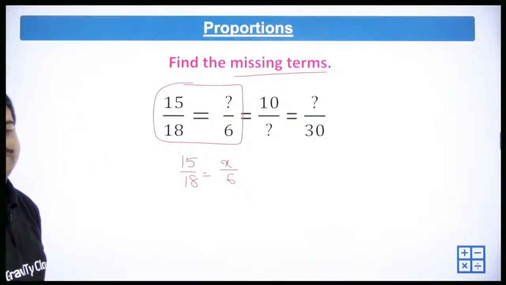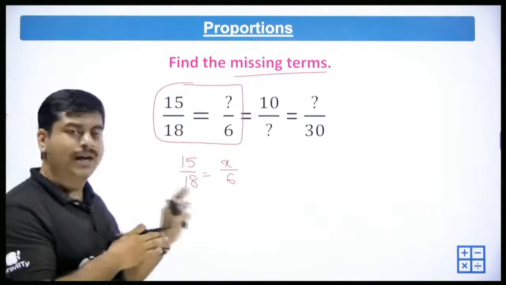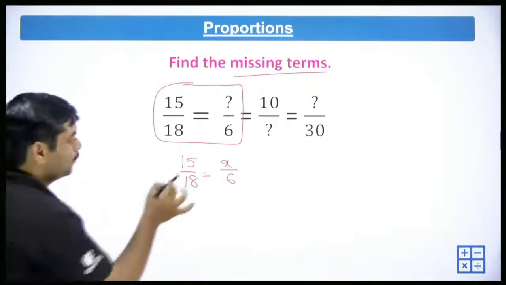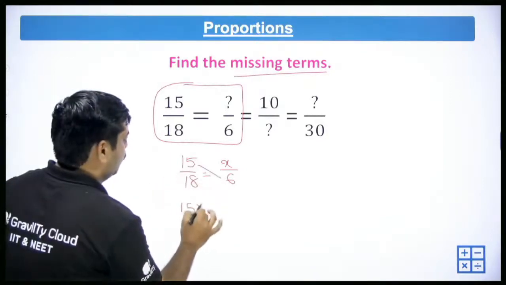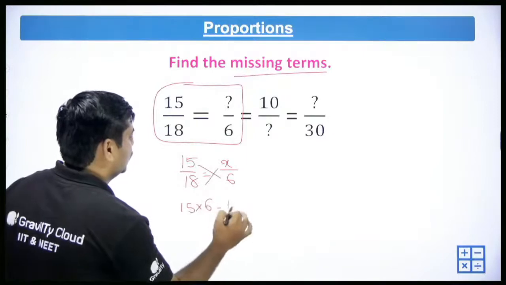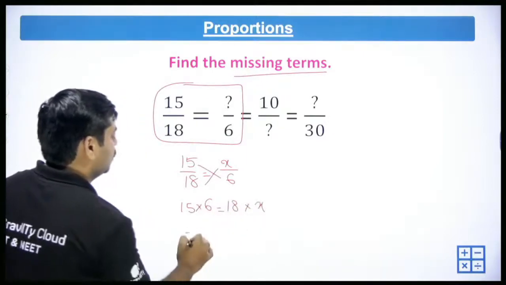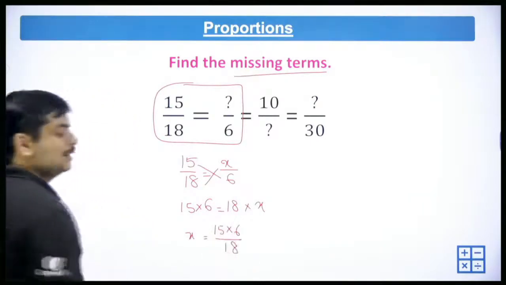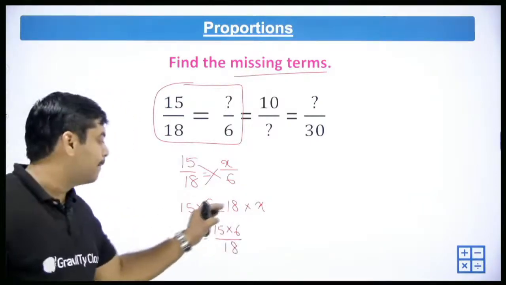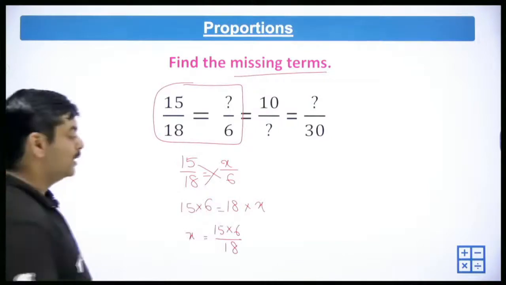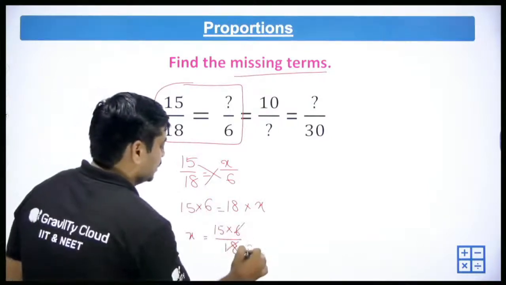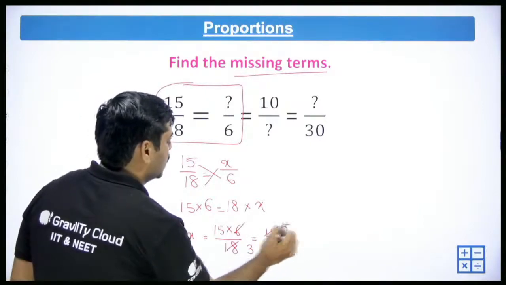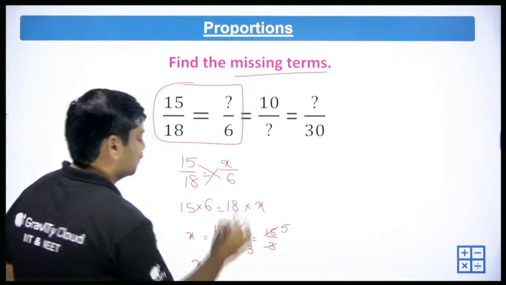I think you know cross multiplication. Even if you don't know, you can try to learn now. Just cross multiply. That means 15 into 6 is equal to 18 into x. So x is equal to 15 into 6 by 18. 6 ones and 6 threes, and it is 15 by 3, 3 ones and 3 fives. So x will be equal to 5.